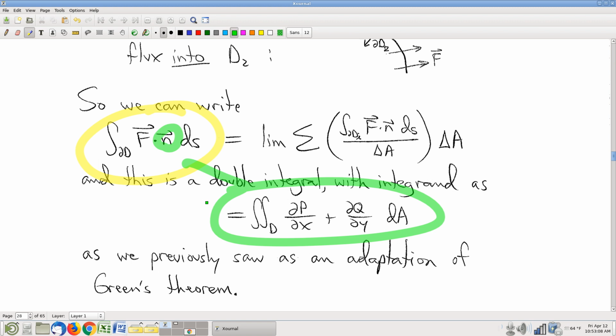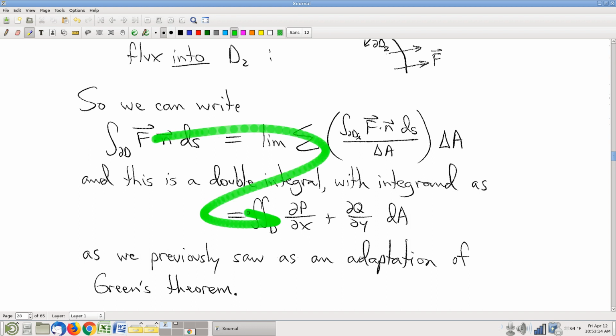But we had a very different point of view on it at the time. We viewed this as a corollary of Green's theorem. Here, we are making our own completely independent accumulation argument to come at this same result. Okay. Alrighty.